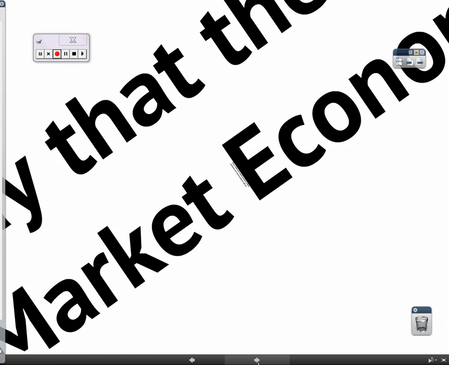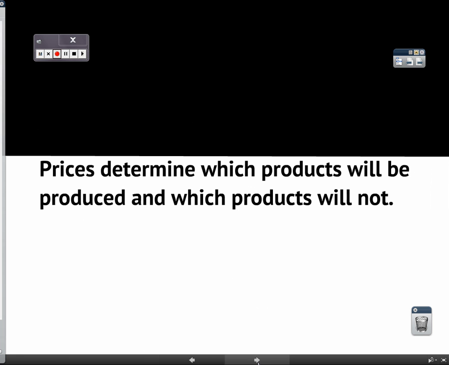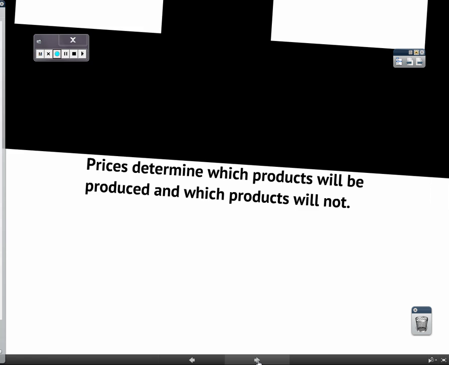Let's go. Price determines which products will be produced and which products will not. Yeah. How many million-dollar cars are built every year versus how many $20,000 cars are built? I mean, how many people can afford a $1 million car? So why build that many? So demand and supply is connected to price.